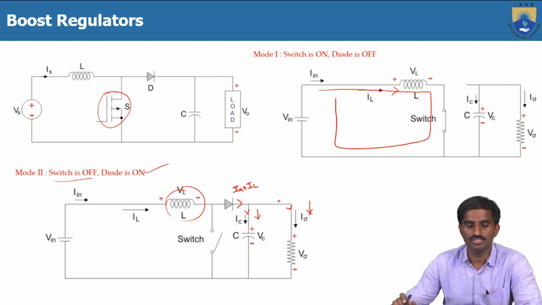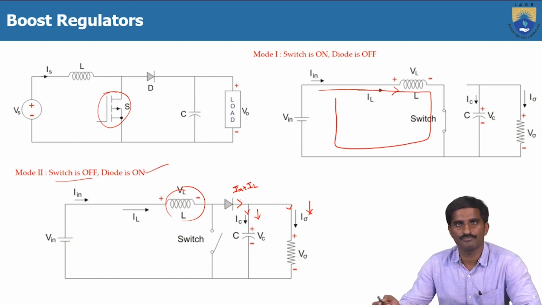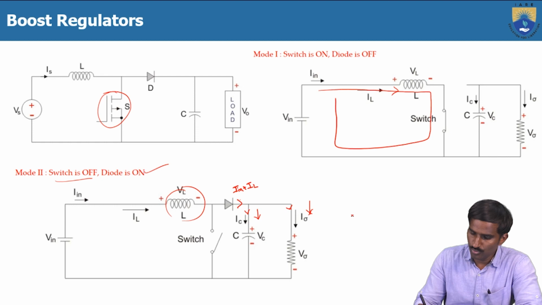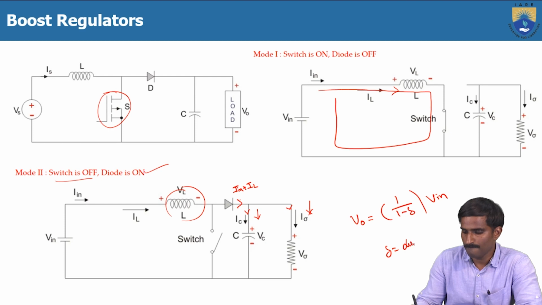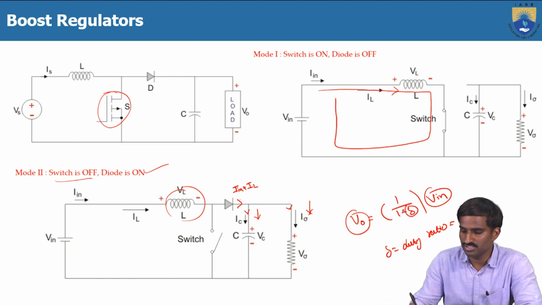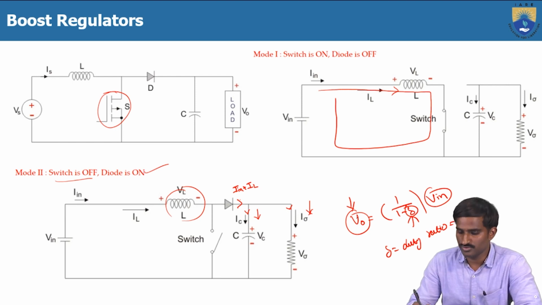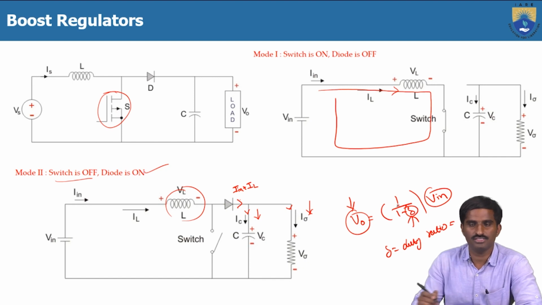So this is how the function of the boost regulator works, which is the same as the boost converter. Here the output voltage equation is V0 equals 1 by 1 minus delta into Vin. Again here delta is the duty ratio, which is equal to T on by T. Here Vin is constant, so the only variable is delta. By changing this delta value, we can change the output voltage, which means we can regulate the output voltage by changing this delta value. This is in the case of the boost regulator.